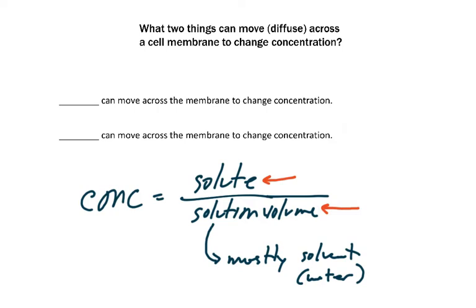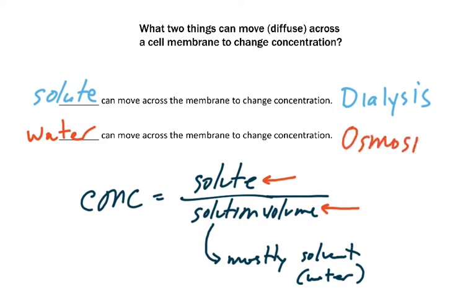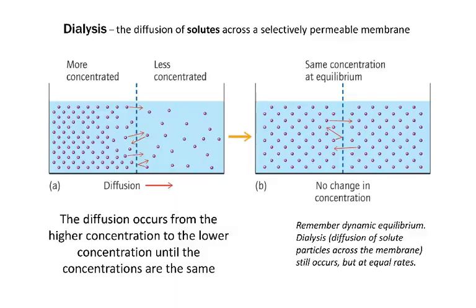So if the solute can move across the membrane to change the concentration, this is called dialysis. If water moves across the membrane to change concentration, this is called osmosis. And we're going to walk through each of these two types and some of the implications, like what happens, how it happens, and why. So let's look at dialysis first.